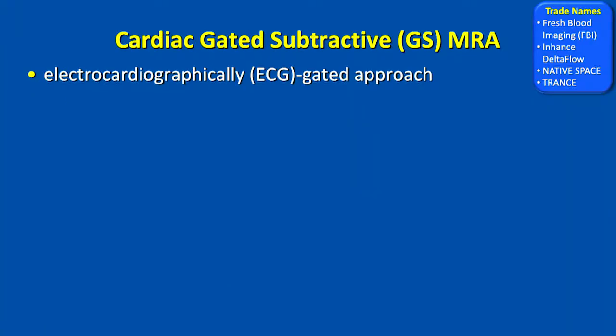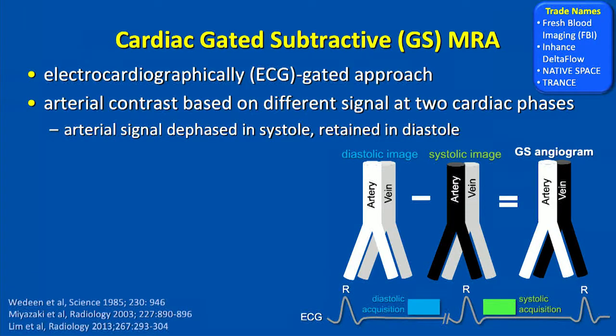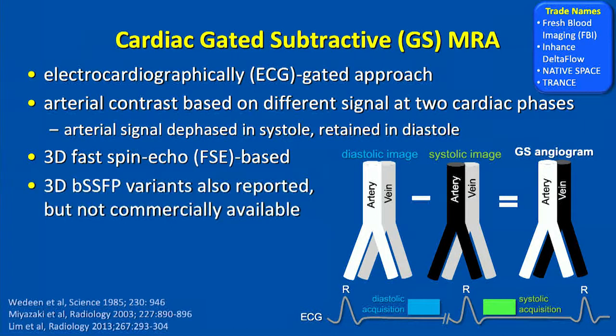Another approach is cardiac-gated subtractive MRA, where the arterial contrast is based on different signal obtained at 2 cardiac phases. Specifically, arterial signal is retained in diastole when arterial flow is slow, and dephased in systole when arterial flow is fast, and subtracting these 2 volumes reveals the angiogram. It is primarily implemented using 3D fast-spin echo-based imaging readouts. 3D balanced steady-state free precession readouts have also been reported. However, those are not commercially available.